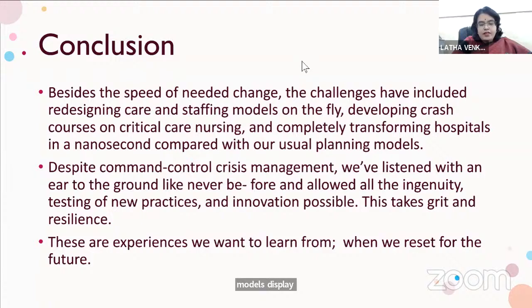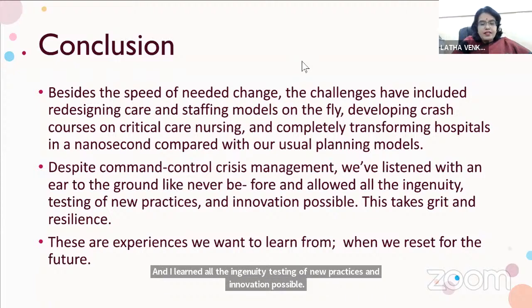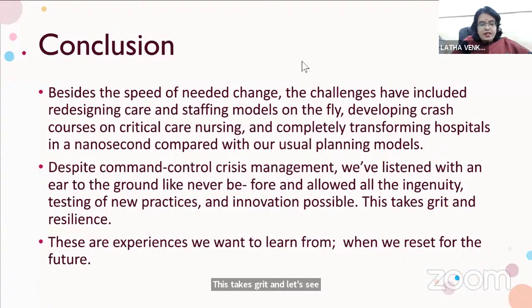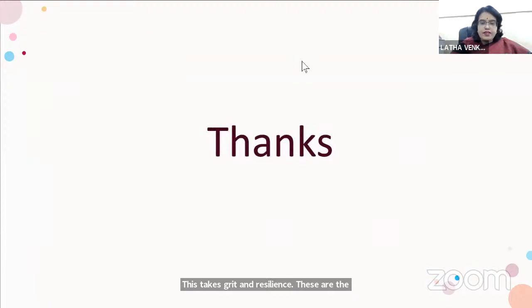Despite command control crisis management, we have listened with an ear to the ground like never before and allowed all the ingenuity, testing of new practices and innovation possible. This takes grit and resilience. These are the experiences we want to learn from when we reset for the future. Thank you very much.